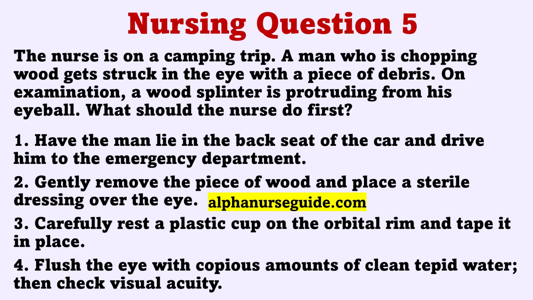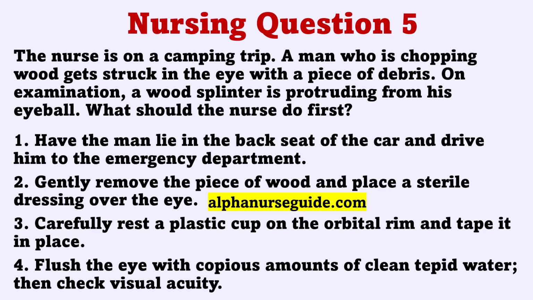1. Have the man lie in the back seat of the car and drive him to the emergency department. 2. Gently remove the piece of wood and place a sterile dressing over the eye. 3. Carefully rest a plastic cup on the orbital rim and tape it in place. 4. Flush the eye with copious amounts of clean tepid water, then check visual acuity.